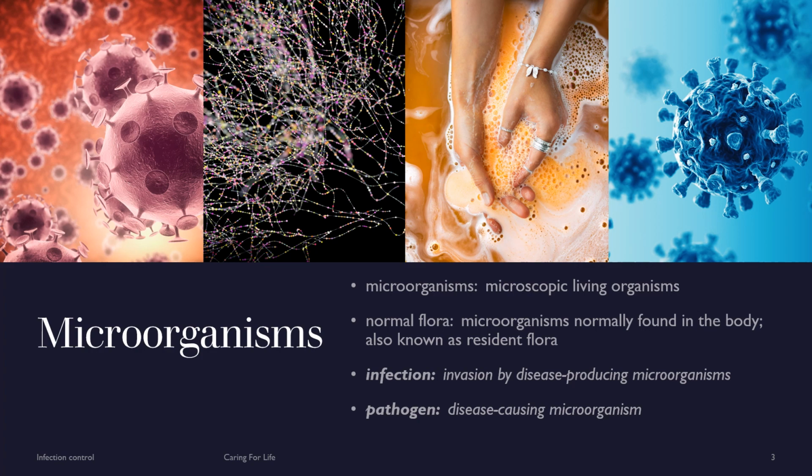All right, to have infection control, we have to understand there's microorganisms. Microorganisms you can't see with the naked eye, and they're present everywhere in the environment. They are in your body as well, on your skin. But the microorganisms that cause disease are called pathogens, so they are disease-producing microorganisms. Now, an infection is when these disease-producing microorganisms overrun the normal flora in our body.